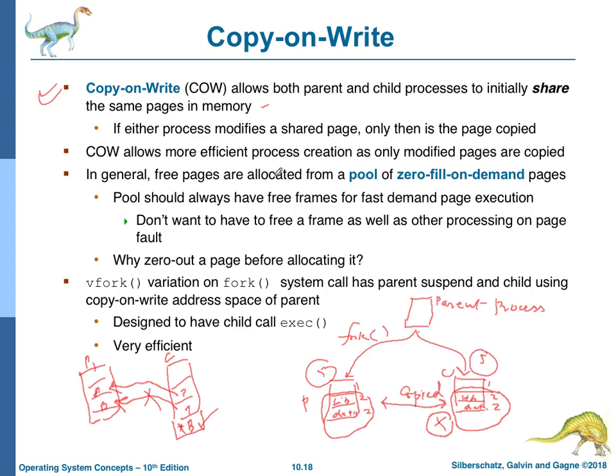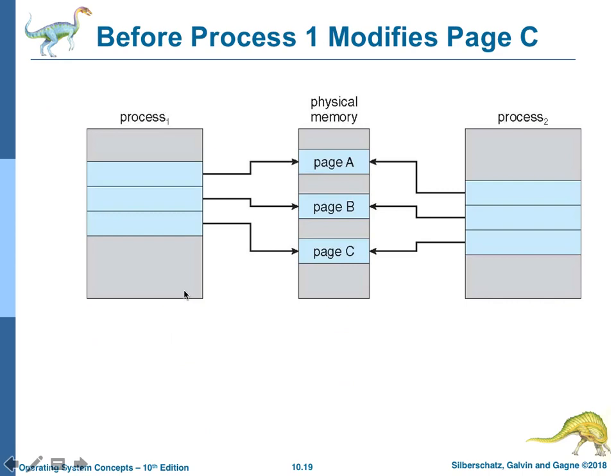In general, free pages are allocated from the pool of zero-fill-on-demand pages, right? We have seen the list. The pool always has free frames for fast demand execution. Okay, and there is an example shown here. It is a very good example: before process 1 modifies this page C, for example, we have two processes, process 1 and process 2. Let's say one is the parent and one is the child. Maybe process 1 is the parent and process 2 is the child. Now we know that in physical memory they are referencing the same location. It means that it is not referencing a different location.